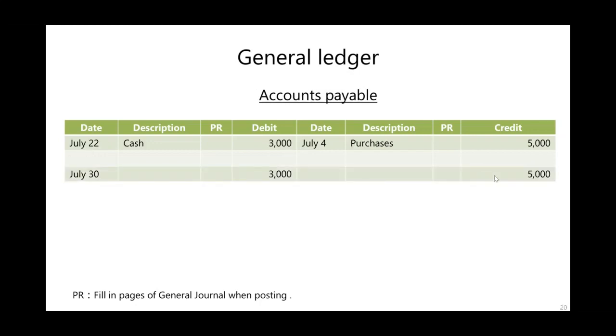In the same way, accounts payable can be checked. On the credit side, purchase was recorded, and at that time, accounts payable was also recorded, 5,000. And also the accounts payable was paid on July 22nd, so 3,000 is recorded.